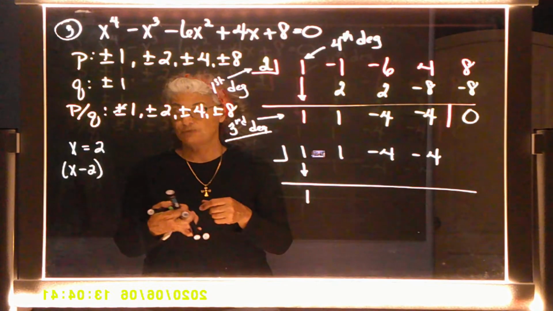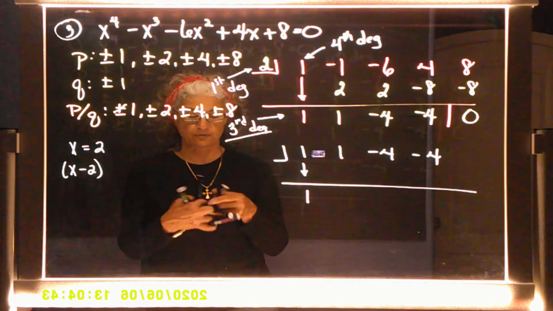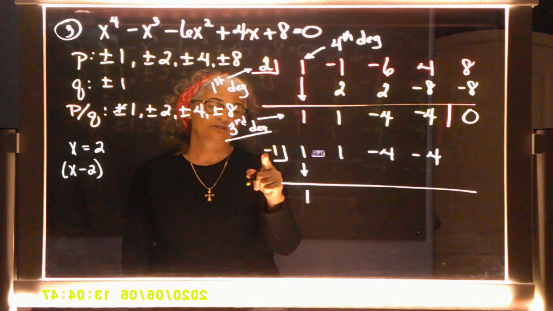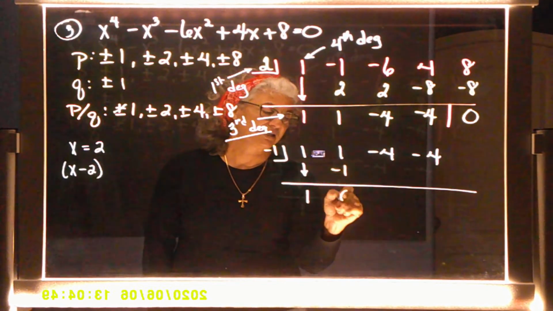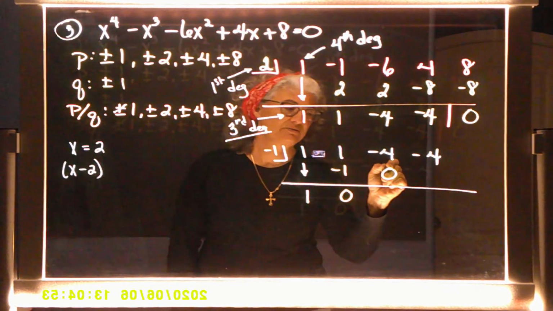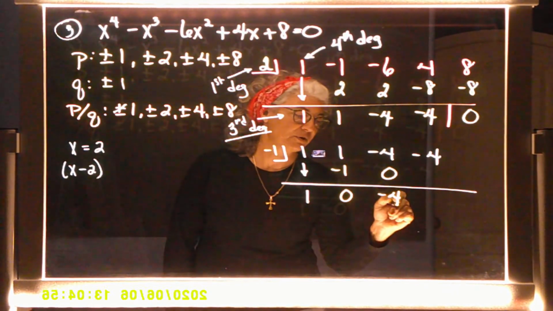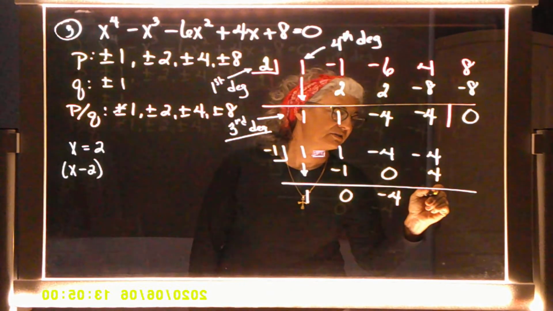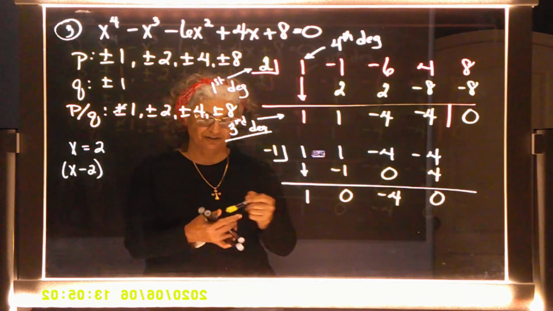Well, you're right. Negative 1 didn't work. Or positive 1 didn't work. Maybe a negative 1 will work. So let's try it. 1 times negative 1 is negative 1. Yeah, that gives me 0. 0 times negative 1, that's 0. That gives me negative 4. Negative 4 times negative 1, that's a positive 4. 0. Oh, good call, you guys.